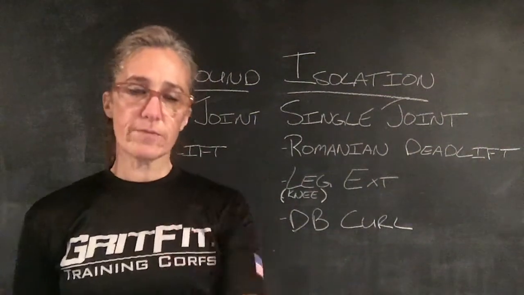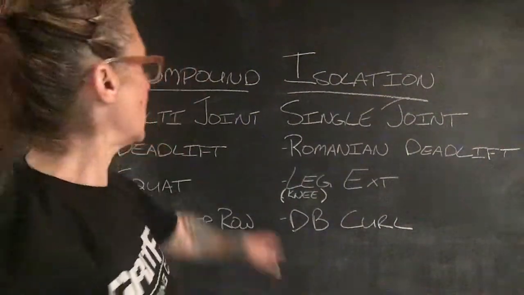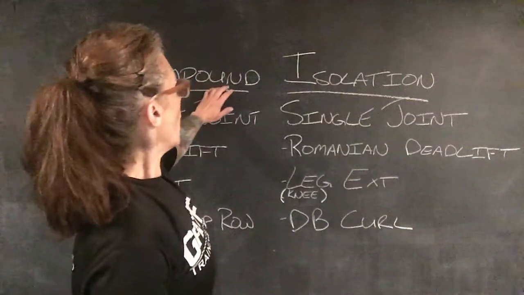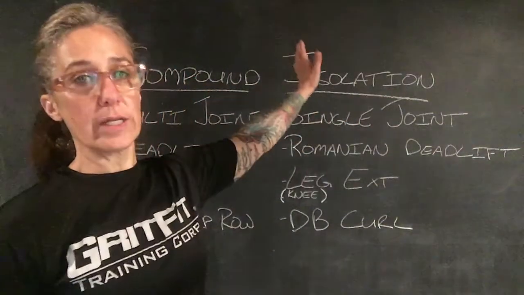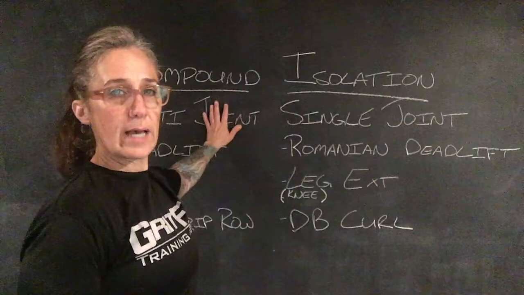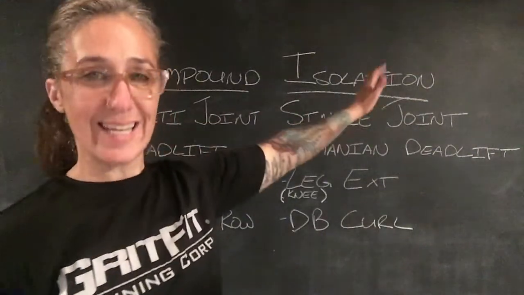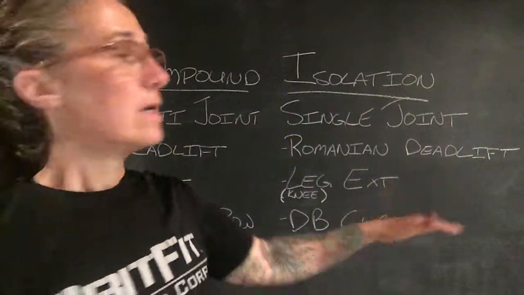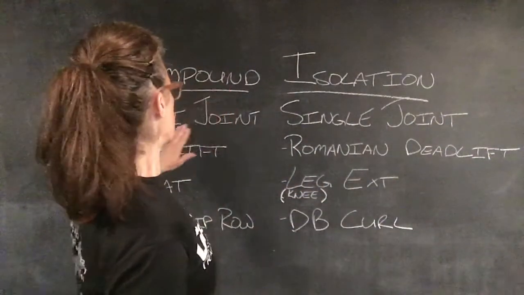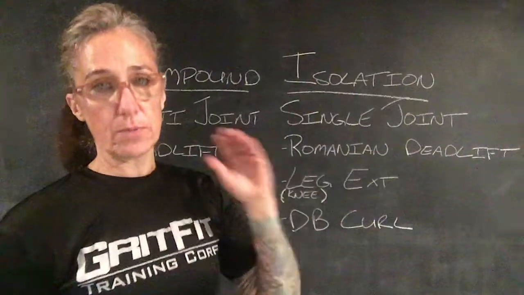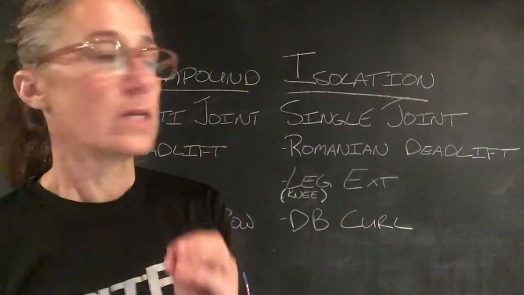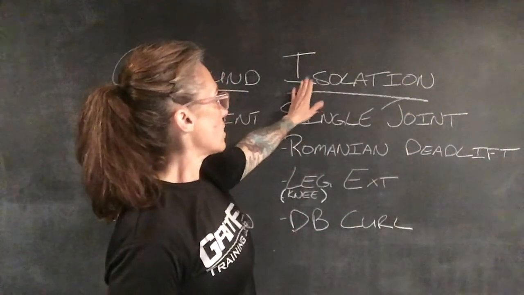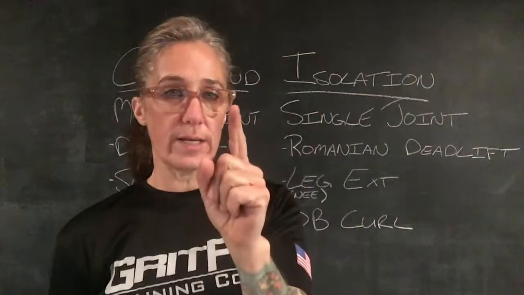Students, today's period of instruction is going to be on joint movement. All exercises are going to fall into one of these two categories based on the number of joints in action for the particular exercise. Compound exercises are exercises in which multiple joints are in action. Isolation exercises are exercises in which one joint is in action.